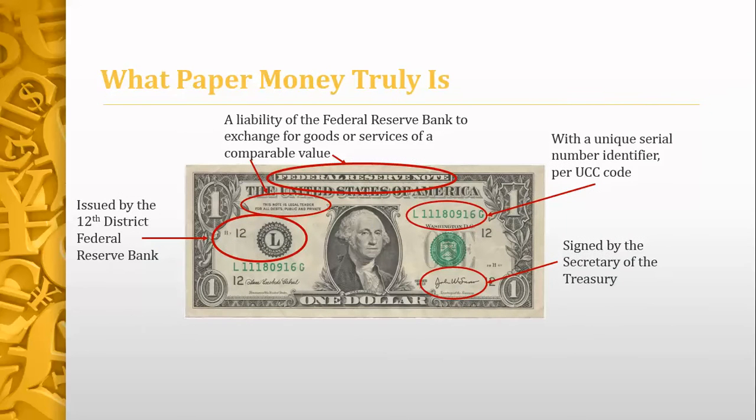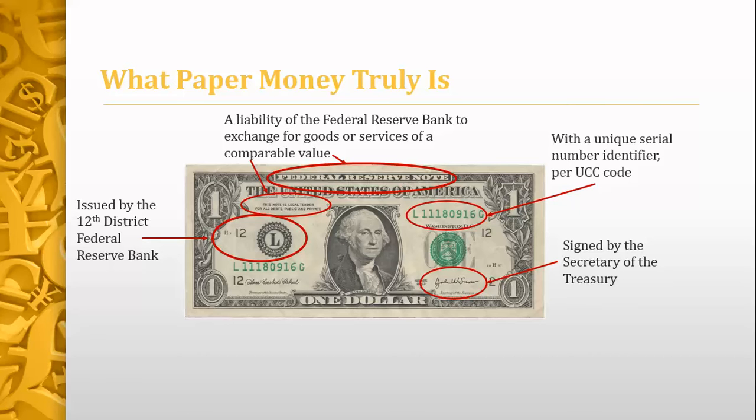So, what money truly is. I've placed some circles and arrows, and I'm going to go clockwise to explain this to you. Starting up at the top, a Federal Reserve note, that's the first thing that's on the top of a dollar bill, means that your currency is a liability of the Federal Reserve Bank to exchange for goods or services of a comparable value. If you notice, in small print, it says this note is legal tender for all debts, public and private.